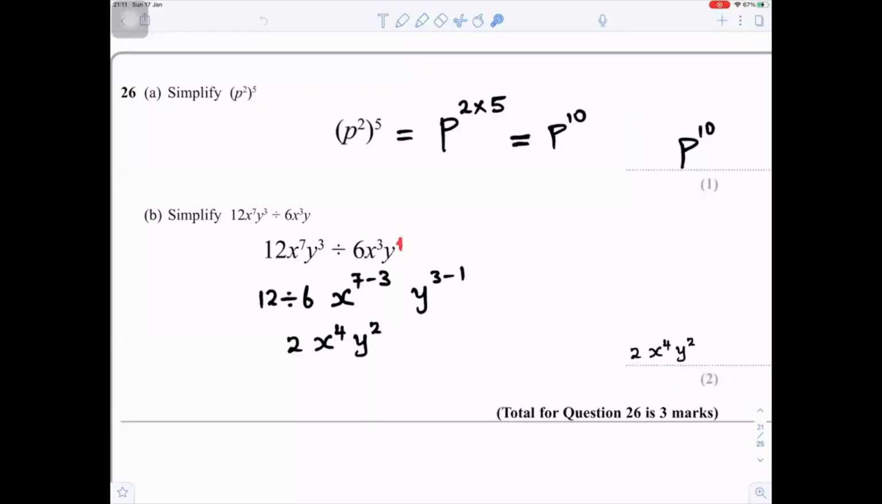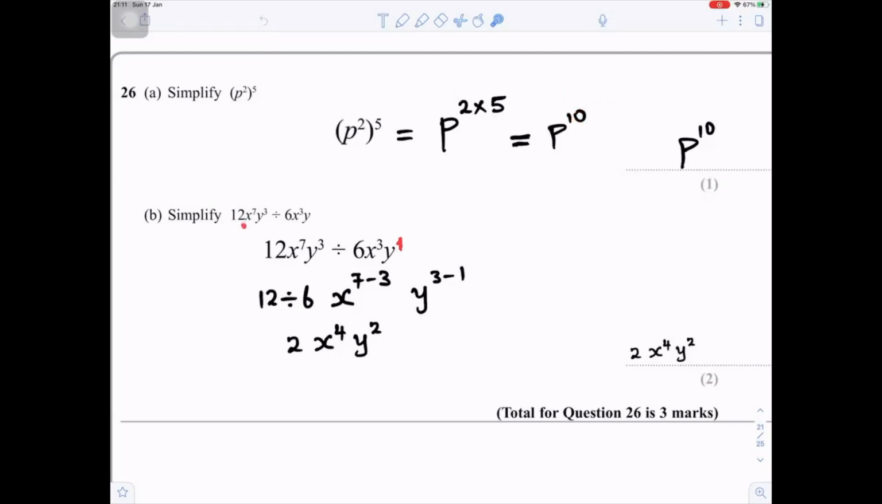Question number 26. Simplify p squared, bracket, to the power 5. When you want to remove the bracket, you multiply the powers. So it's 2 times 5. 2 times 5 is 10. So it's p to the power 10.